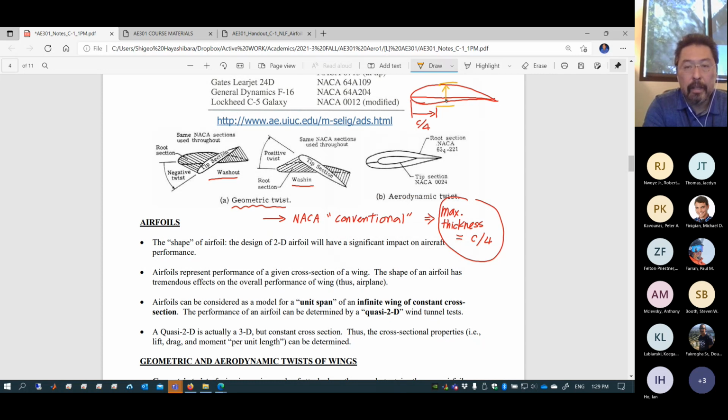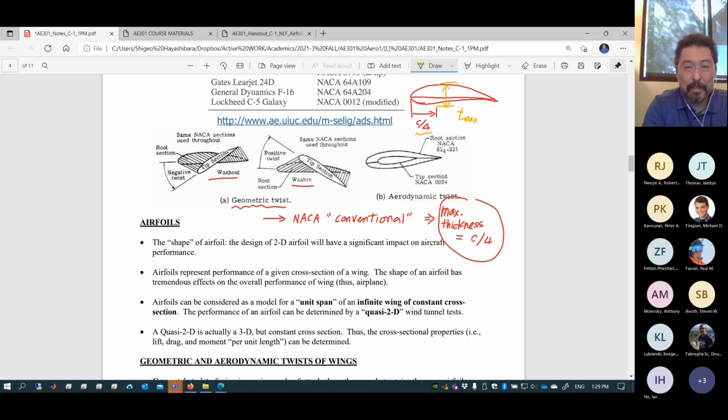This thing is usually called T max. T max is located at quarter chord. Now you can choose to shift this maximum thickness location further aft, making, let's say, half chord length the maximum thickness location. That's called NACA 6 series, natural laminar flow. So it distinctively looks different.